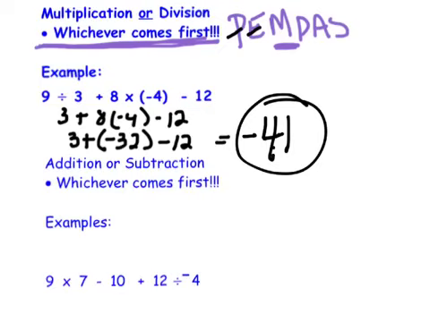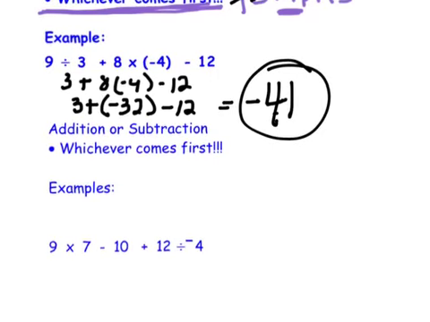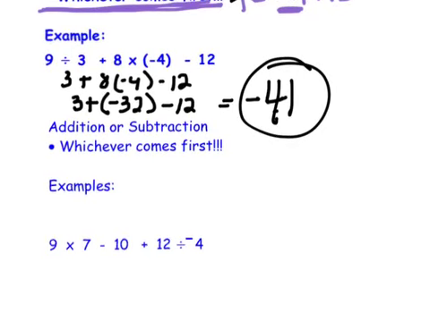Now that's the same thing with addition and subtraction. It's whichever one comes up first. Okay, so we're going to start with our what? We're going to start with multiplication because that comes right there. So we do 63 minus 10 plus 12 divided by negative 4.